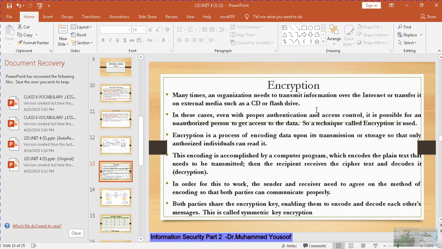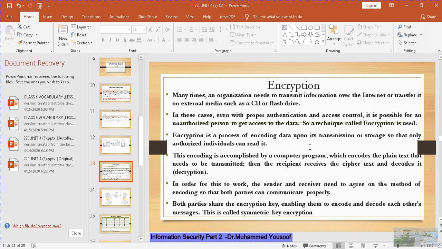So to avoid this problem, encryption comes handy. It helps to overcome this problem. I told you this in a nutshell. Any unauthorized person can get access to the data, so the technique called encryption is needed. What is encryption now? It is a process of encoding. What is encoding?